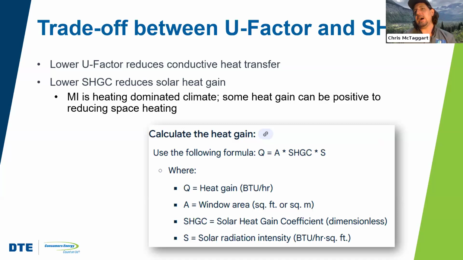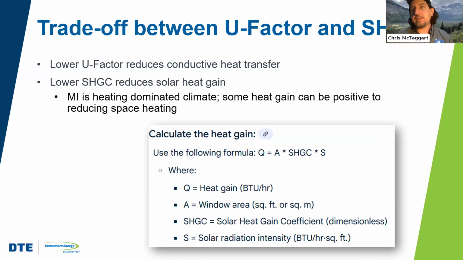And so it's not necessarily always the best to select a window that just has the lowest U factor. You may want to balance a lower U factor with potentially a higher solar heat gain value in order to optimize the amount of solar gain that can be brought into the home.